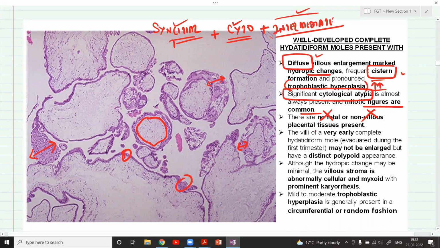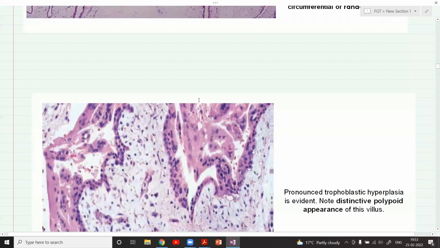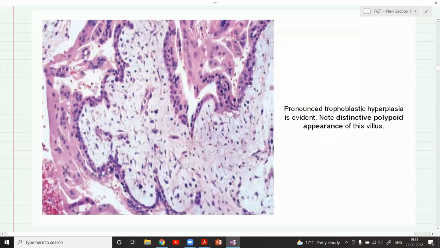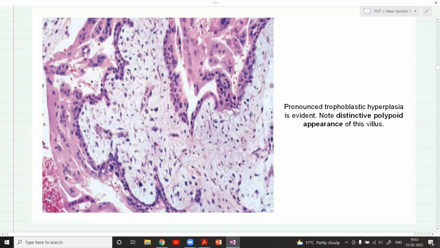Now the villi. Remember, in a very early variety of complete hydatidiform mole, you might not find so much enlargement as you see over here, but a distinct polypoid appearance is very much seen, and hydropic change grossly will be seen. Now, very importantly, I am talking about this villous stroma. Let me come to the next slide and show you. Now, first of all, look over here. Let me just show you what these cells are.